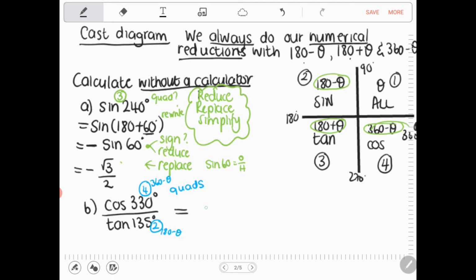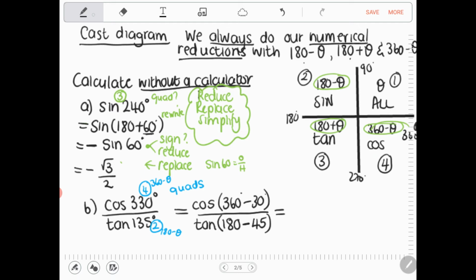Okay, so let's see. Cos, now I have to write 360 minus what gives me 330. So 360 minus 30 will give me 330. Tan 135, so at the bottom, tan, it's got 180 minus theta, so 180 minus what gives me 135, and it's going to be 45. So this is just rewriting them. This still equals 330, this still equals 135.